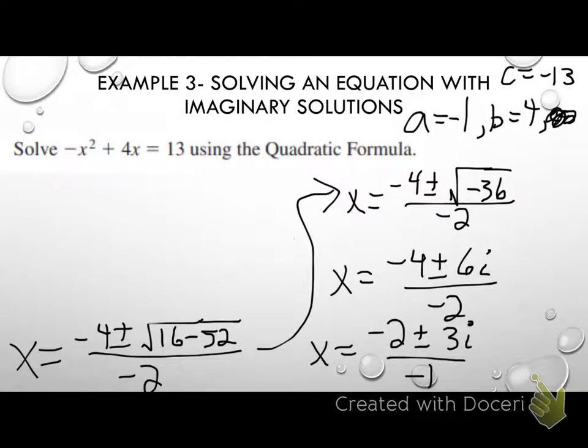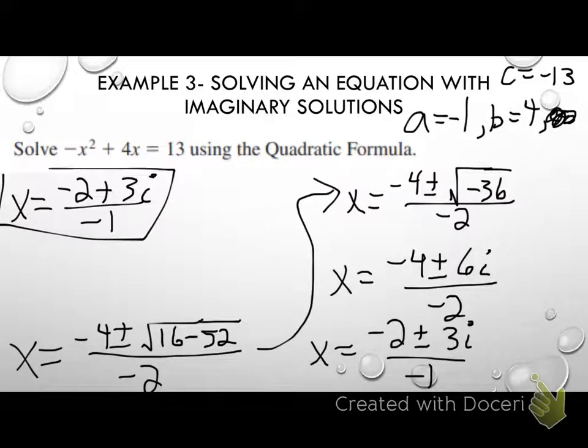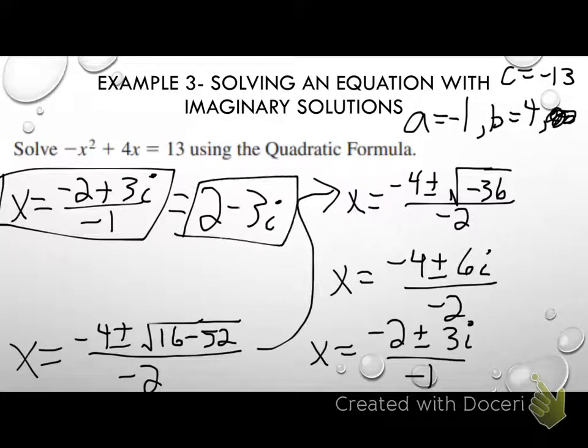So my two answers are x equals -2 plus 3i over -1. If I divide -2 by -1, I'd get 2. 3i divided by -1 would be minus 3i. Everyone okay with that? I just divided my -2 by -1 here, which gives me 2, and 3i divided by -1 gives me -3i.